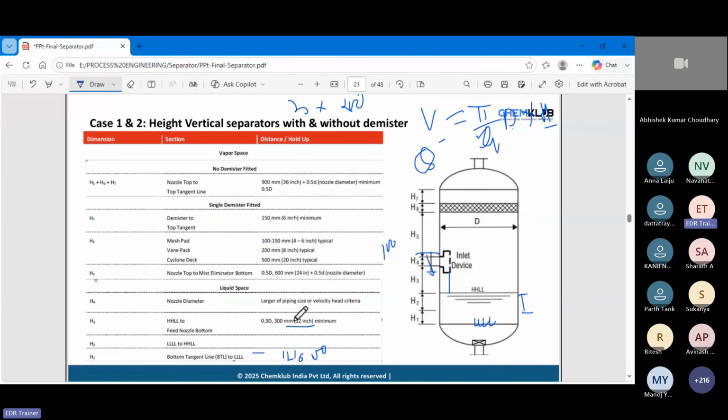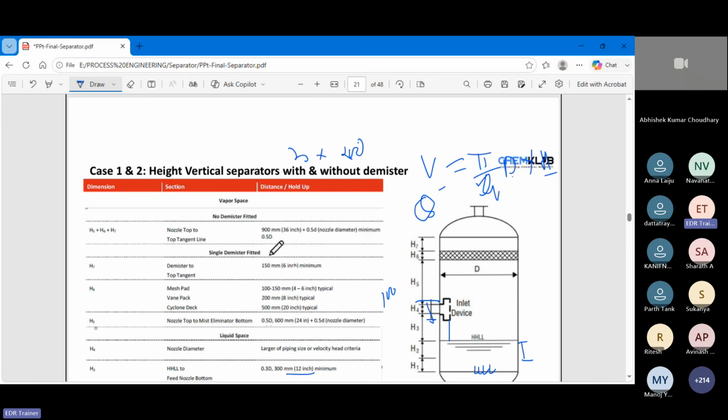So this is the requirement you need to calculate, high liquid level to the feed nozzle of the bottom. Then this is the calculated liquid space. Now single demister pad filter. Now H5 is nothing but what we can also call the disengagement space or separation phase, right? So here we have a requirement. You need to keep 600 mm plus 0.5 D, where D is the bigger diameter, the vessel diameter, right? And 0.5 D, which is the nozzle diameter, plus 600, whichever is higher, we have to select, right?